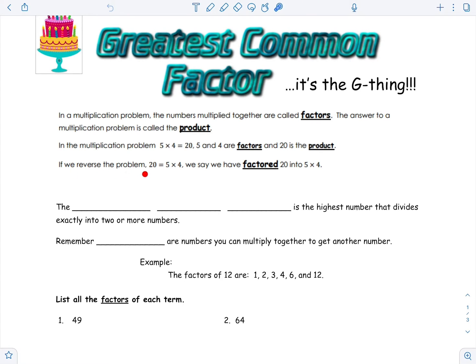If we reverse the problem, 20 is equal to 5 times 4. So that means 5 and 4 are the factors. We factored 20 to get 5 and 4. So the greatest common factor is the highest number that divides exactly into two or more numbers.